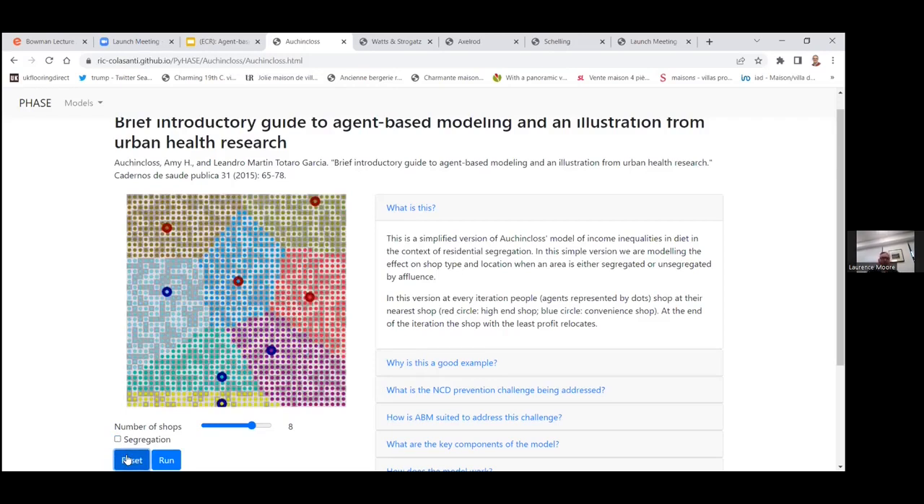Now, what we've then got in these circles are shops. And the shops are of two types. You've got high-end shops, which are blue, and you've got convenience shops, which are this sort of red colour. Now, the colour of the dots in between shows you where the agents are shopping. And the simple rule for determining which agent is shopping at which shop is how close it is to it. So you can see the boundary of which is closest to which, and the colour indicates which shop it's using.